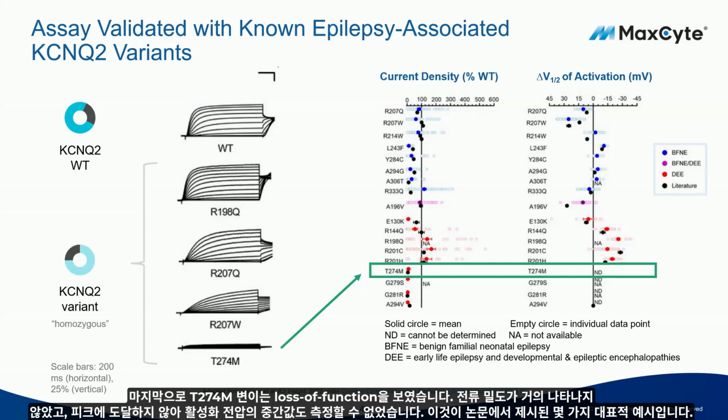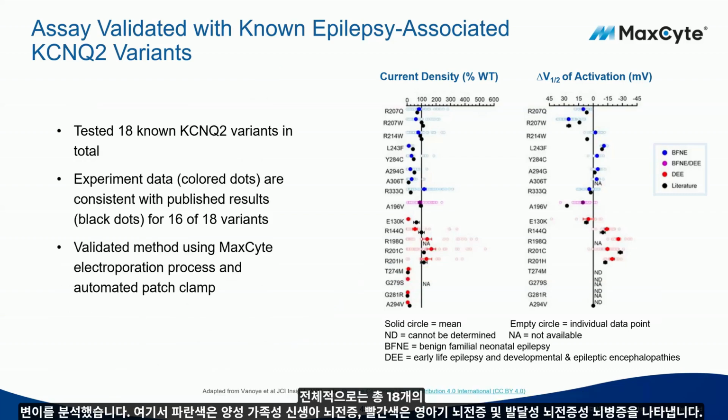These are just a couple of examples that we pulled from the paper. They tested 18 variants in total. The color coding here is that the blue is benign familial neonatal epilepsy, and then the red is early life epilepsy and developmental epileptic encephalopathy. So it's a mouthful, but it just differentiates between diseases.